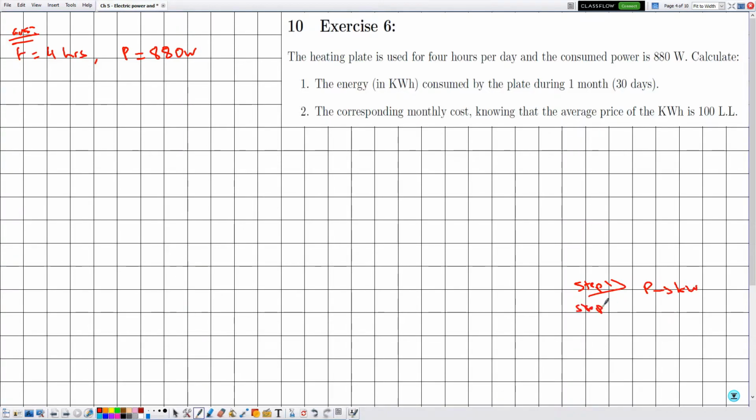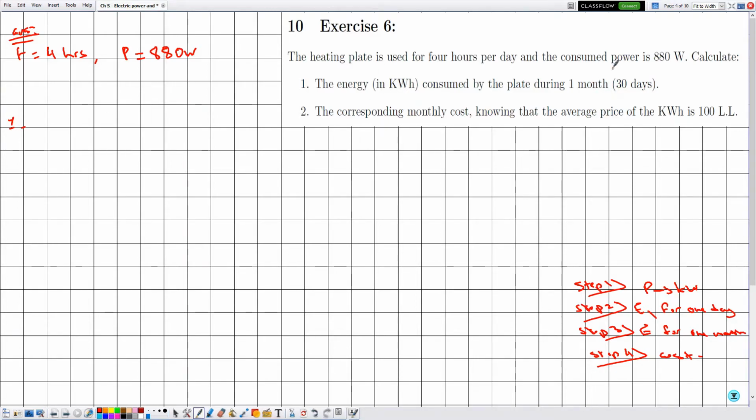Step number 2 is to determine the energy E1 for 1 day. Step number 3 is to determine E for 1 month. Then step number 4 is to determine the cost. Now in number 1 they are telling me calculate the energy in kilowatt hour consumed by the plate during 1 month, which is 30 days.